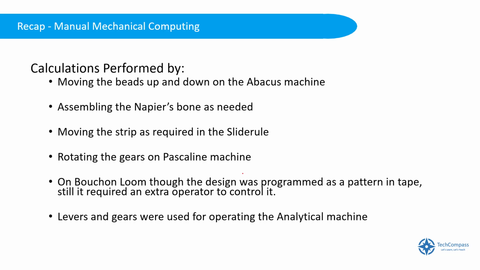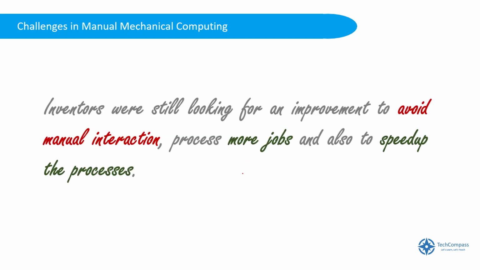Jacquard loom, though the design was programmed as a pattern in the tape, still it required an extra operator to control it. Levers and gears were used for operating the analytical machines. Challenges in manual mechanical computing. Inventors were still looking for an improvement to avoid manual interaction, process more jobs, and also speed up the processes.